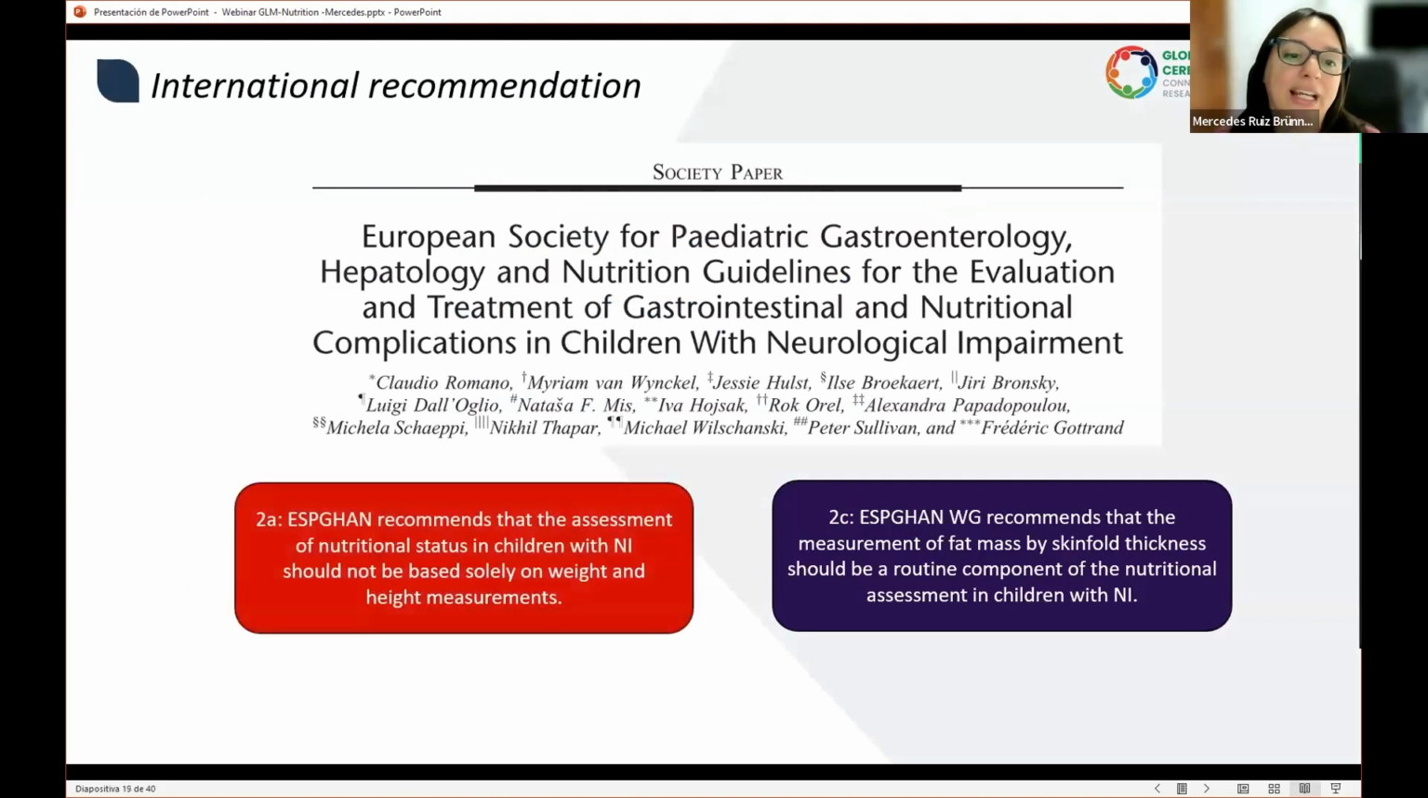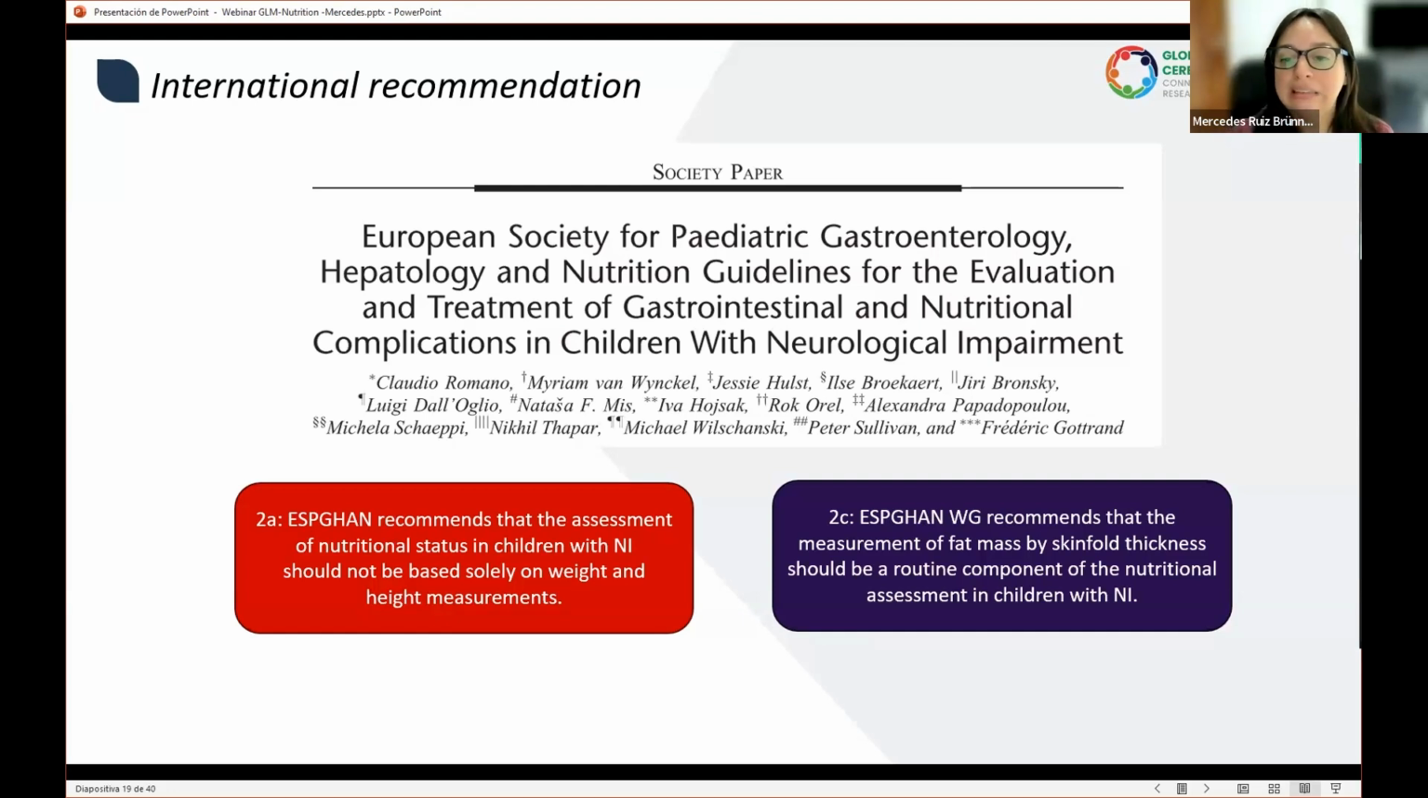The ESPGHAN in 2017 made a lot of recommendations about nutritional complications in children with neurological impairment. I suggest you read this paper because it has a lot of information. They recommend that the assessment of nutritional status in children with a neurological impairment, like CP, should not be assessed solely on weight and height measurements, and that the measurement of fat mass by skin fold thickness should be a routine component of the nutritional assessment in this group of children.